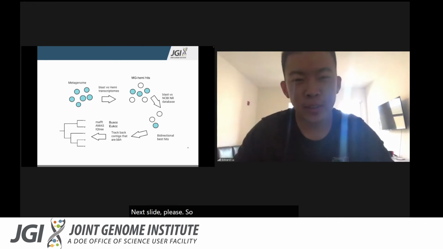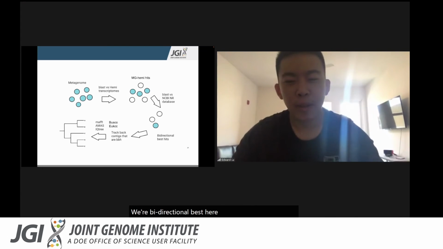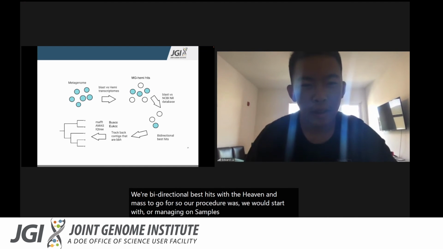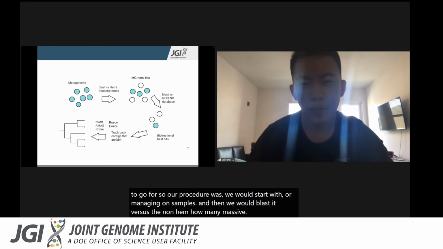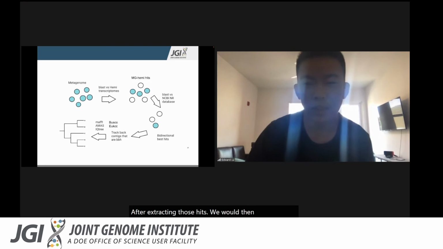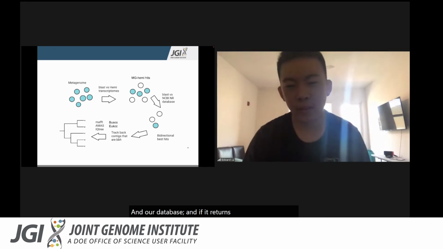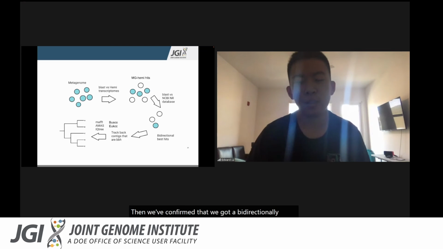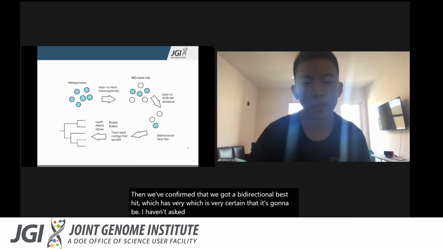This is our methods. Basically, we were looking for bidirectional best hits with the Hemimastigophora. Our procedure was to start with our metagenome samples, and then we would BLAST them versus the known Hemimastigophora transcriptomes. After extracting those hits, we would then re-BLAST them against the NCBI-NR database. And if it returned Hemimastigophora again, then we confirmed that we got a bidirectional best hit, which is very certain to be a Hemimastigophora sequence.